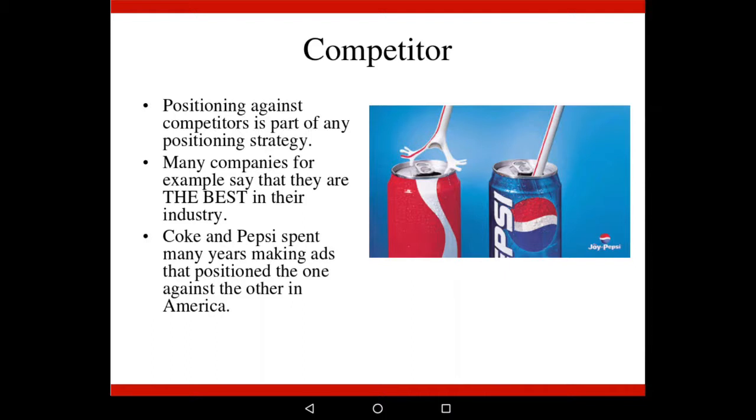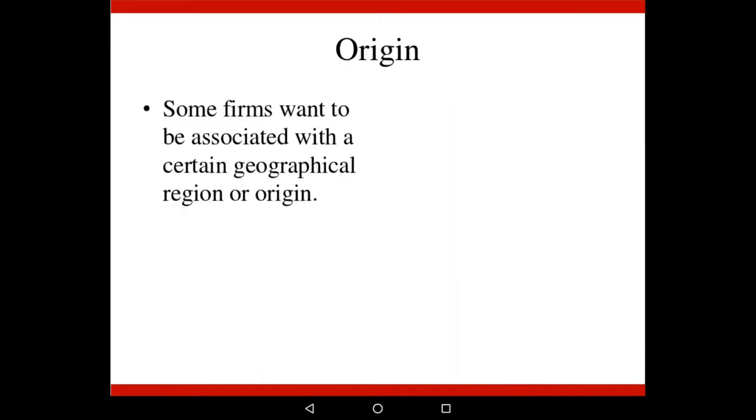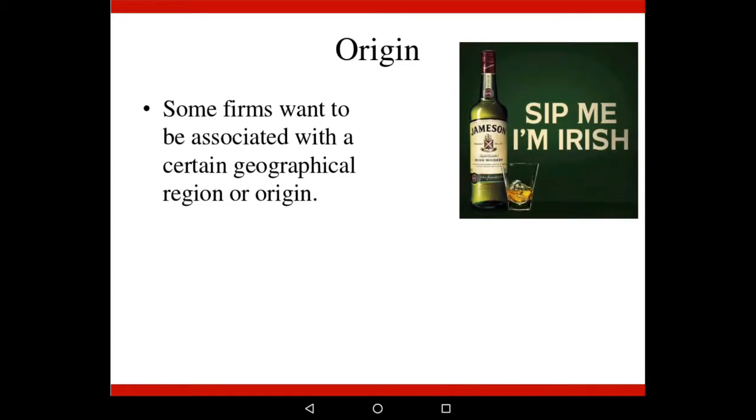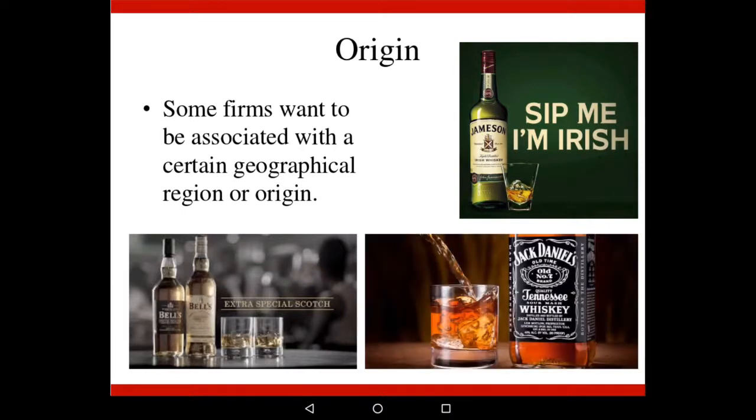Okay, then we have origin. Some firms want to be associated with a specific region in the world, like whiskies. Sip Me an Irish, or Sip Me I'm Irish. Jameson whiskey specifically stresses that they're from Ireland, that they're an Irish whiskey. Bell's said that they're a special Scotch whiskey, they're from Scotland. And of course, Jack Daniel's stresses that they are a Tennessee whiskey from America.